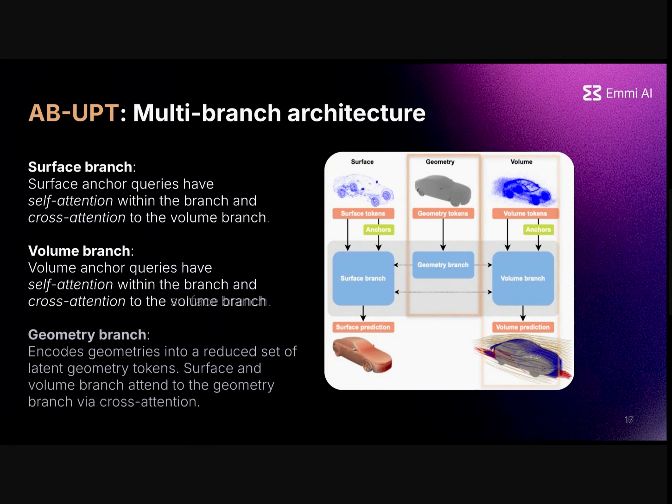But what is new here is we introduce a third branch, the geometry branch, and this allows us to decouple the modeling of the geometry from the surface physics simulation and the volume physics simulation. The goal of the geometry branch is to encode the geometry into a reduced small set of latent geometry tokens. The surface branch and the volume branch are able to attend to this encoded geometry by using cross-attention and to retrieve the information from the geometry that is needed to model their physics.